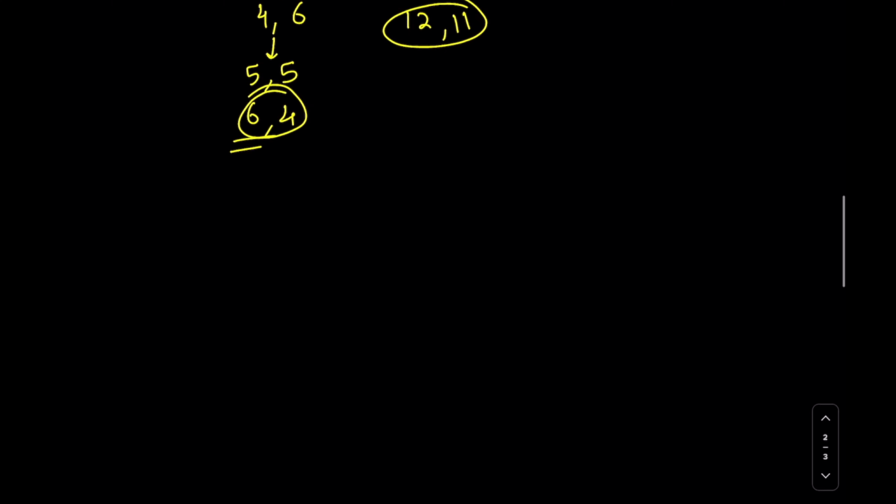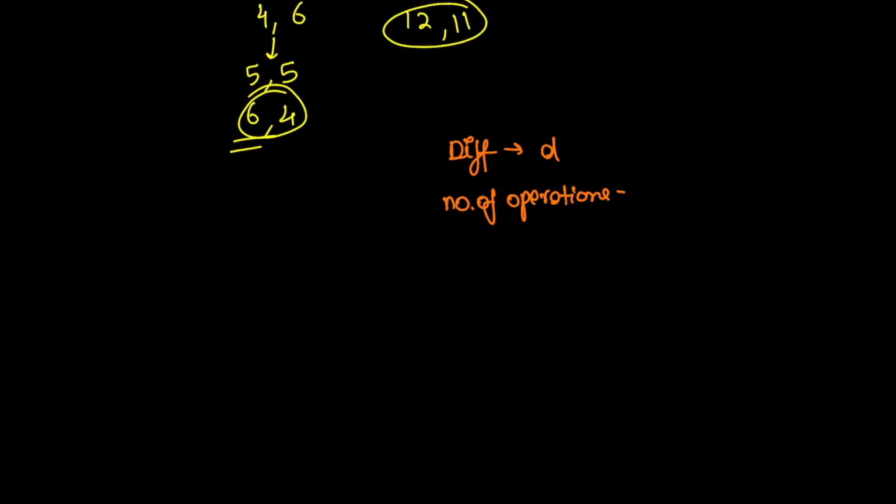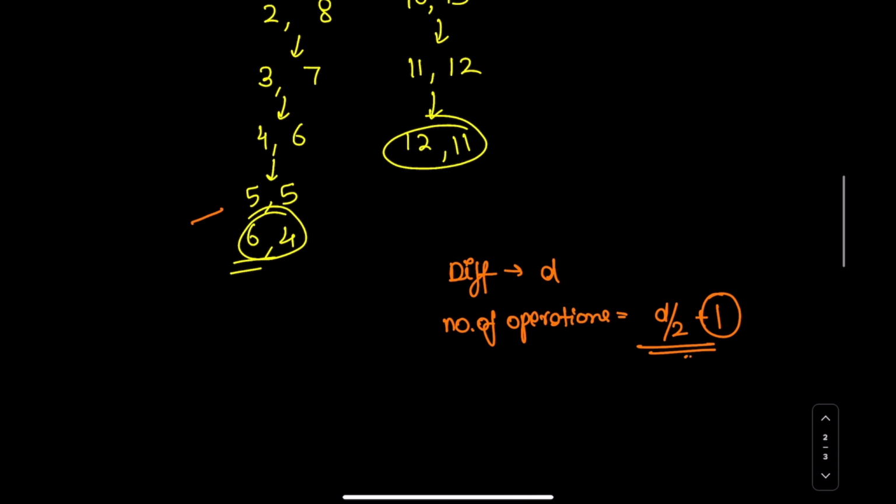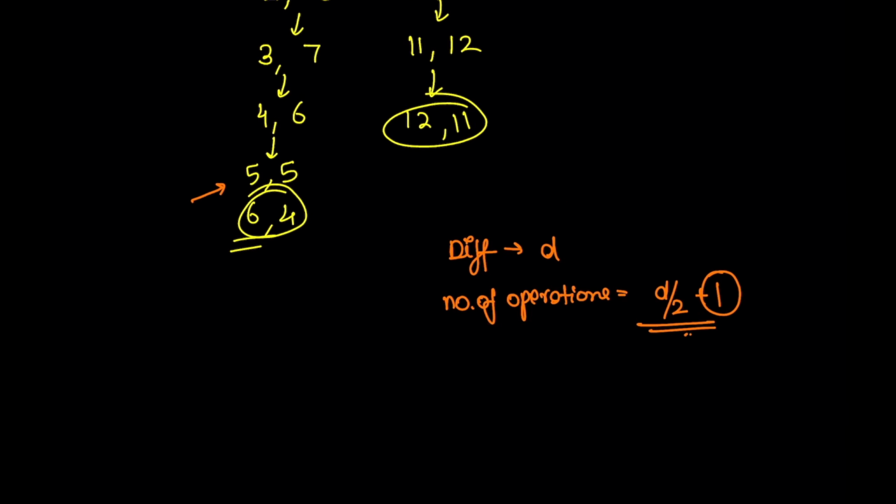So more formally, if we have a difference d, then the number of operations would be d by 2 plus 1. Why plus 1? Because they can be equal as well. We don't want them to be equal. We want one to be greater and one to be smaller. That's why the plus 1.